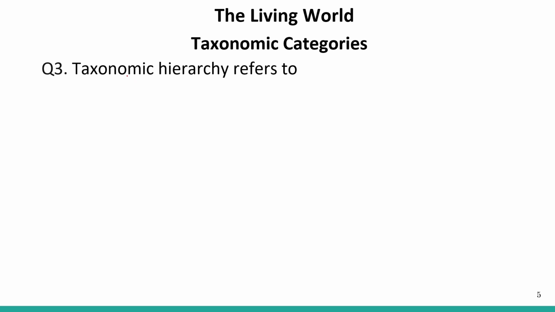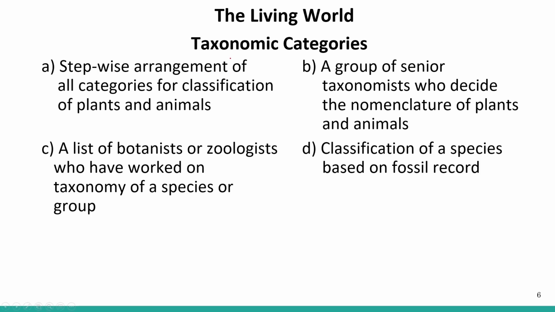The next question is about taxonomic hierarchy. What does taxonomic hierarchy refer to? So these are the options. Stepwise arrangement of all categories for classification of plants and animals. Or you can also say arrangement of the categories in the ascending or descending order, which is stepwise, is known as taxonomic hierarchy. So straight away you can see this option is correct.